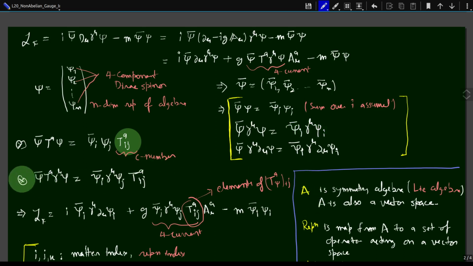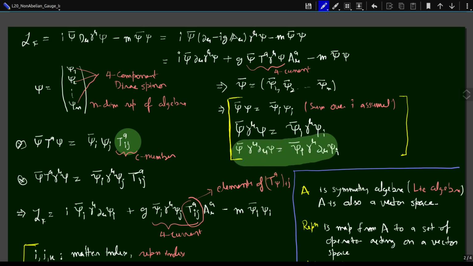Now if I have an object like psi bar TA gamma mu psi, basically what I'm saying is psi bar I gamma mu psi j, and what is multiplying it is TA ij. Again, TA ij is a complex number, so I can write it anywhere, but gamma mu must sit between the two sides because those 4 component indices are not written explicitly, they are written implicitly. So the order has to be maintained so that we know what is contracting with what. So basically, using these relations, I can write LF as I times psi bar I gamma mu del mu psi I.